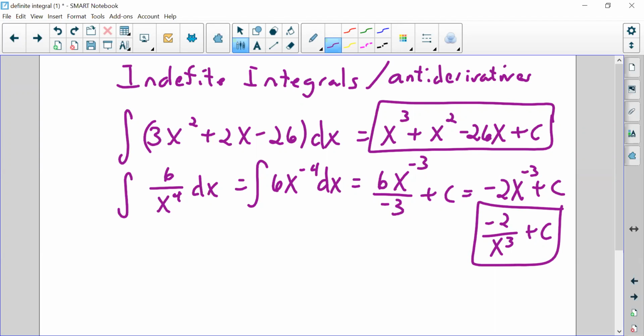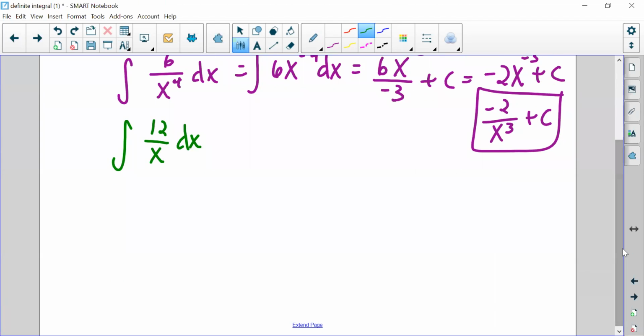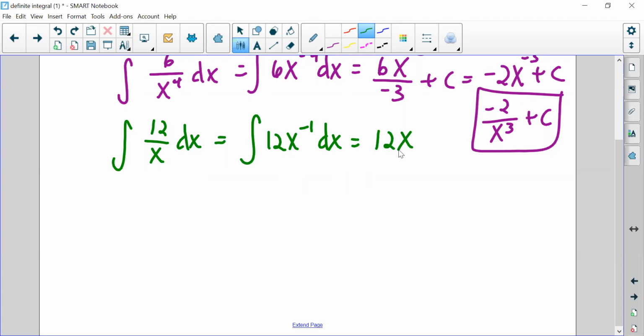Now, what if I gave you the integral of 12 over x dx. How would I find that antiderivative? 12 times x to the negative 1. Okay, so you're going to do 12x to the negative 1 dx. 12 times x to the 0.